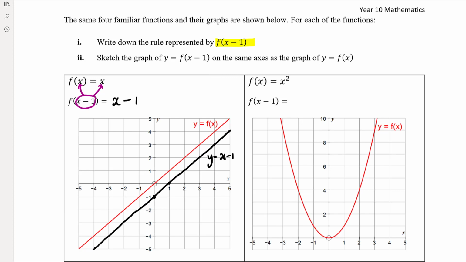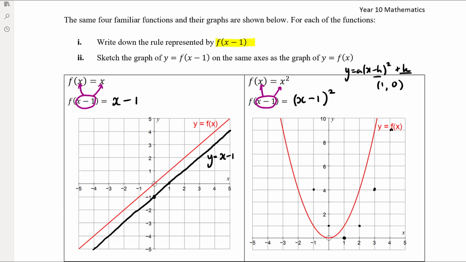Okay, so with the parabola, again, f of x minus 1 means replace all the x's in f of x with x minus 1's. So it's going to become x minus 1 all squared. Okay, now we know how to sketch parabolas. We know our turning point form. We know the turning point is now going to be at 1, 0, because k is 0 in this situation. Okay, so the turning point's at 1, 0. And actually what we've seen happen is the whole graph translate to the right by 1.